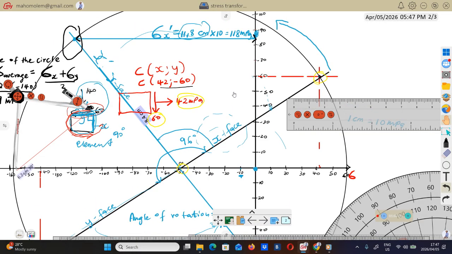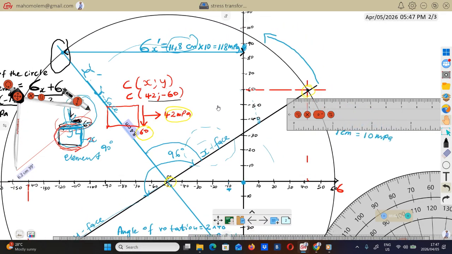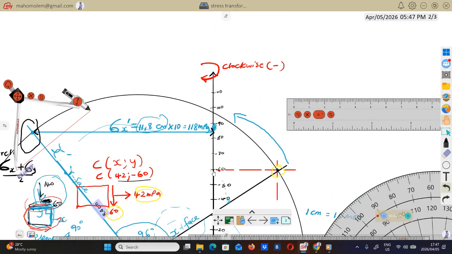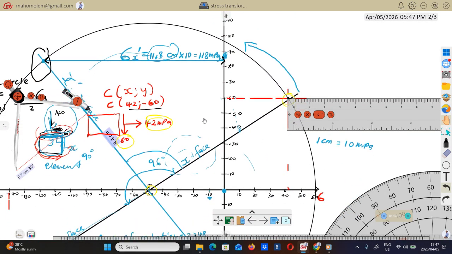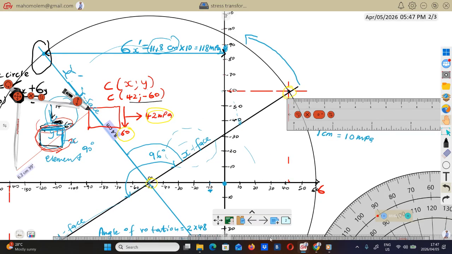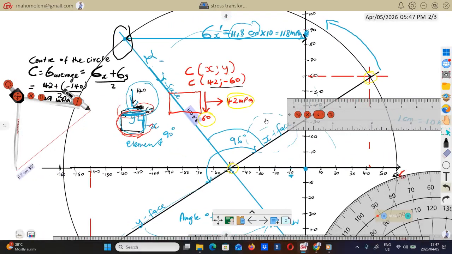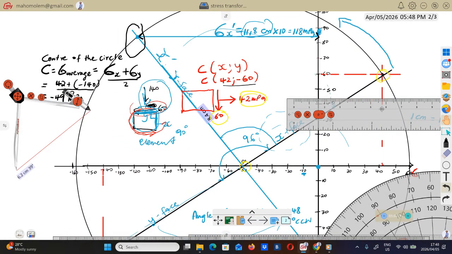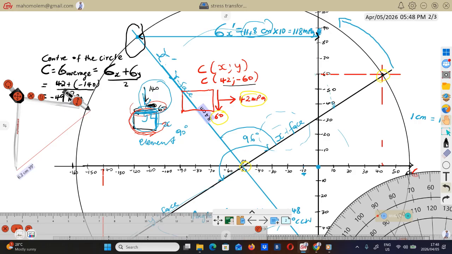Now let's check shear stress. Shear stress, we know, is represented by this vertical line. Normal stress is represented by this horizontal line. That's why when we measured the normal stresses, we used horizontal lines. But to measure the shear stress, we're going to use the vertical line. So for shear stress, we're going to measure from this point of origin, from here to there, at the vertical distance.